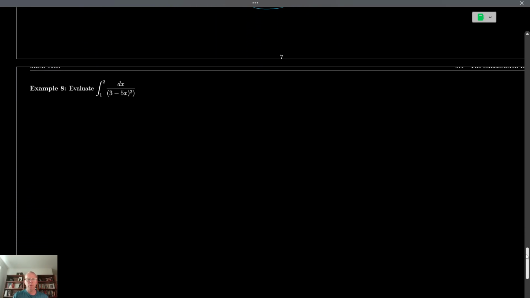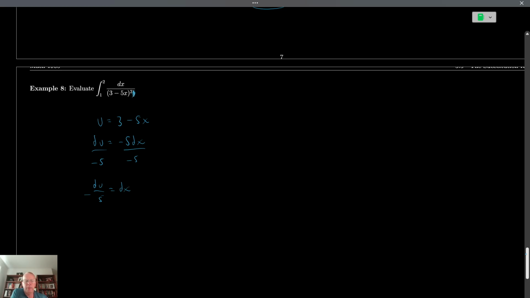Okay, next one, it's just dx over 3 minus 5x, integrating from 1 to 2. So we will let u equal 3 minus 5x. We get du is negative 5 dx. And of course, we don't have a 5 out here, so we need to divide by negative 5, and we get negative du over 5 equals dx.